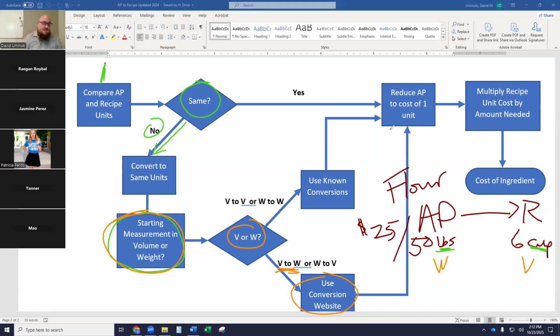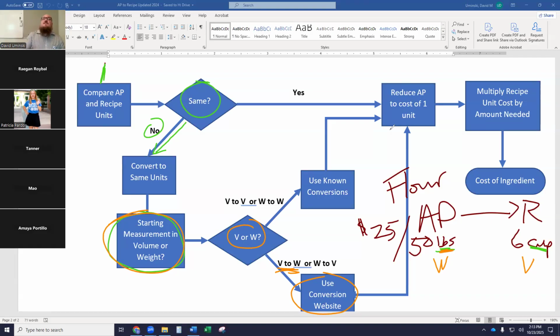Gotcha. All right, so these 6 cups of flour weigh 27.09 ounces or 1.69 pounds. Which one should I use? Should I use the 27.09 ounces or the 1.69 pounds? Pounds, because the 50 pounds is already in pounds. Remember, match.